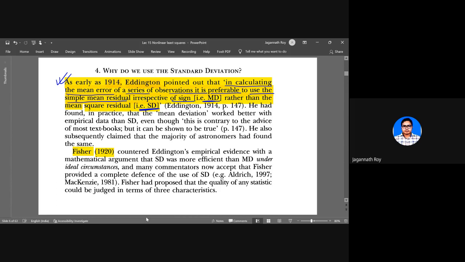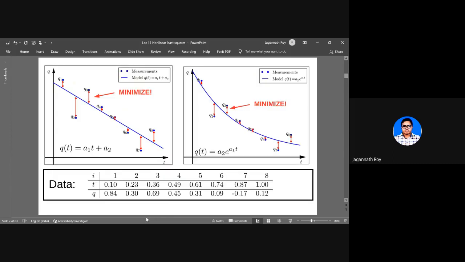So these two concepts were proposed in 1914 and 1920. One is called Fisher's model, another is Eddington's model. Okay. Now coming back to the problem, suppose we have 8 different data sets. These are our x values and y values given, on the x axis and y axis. So you can take them as the t variable and q variable.